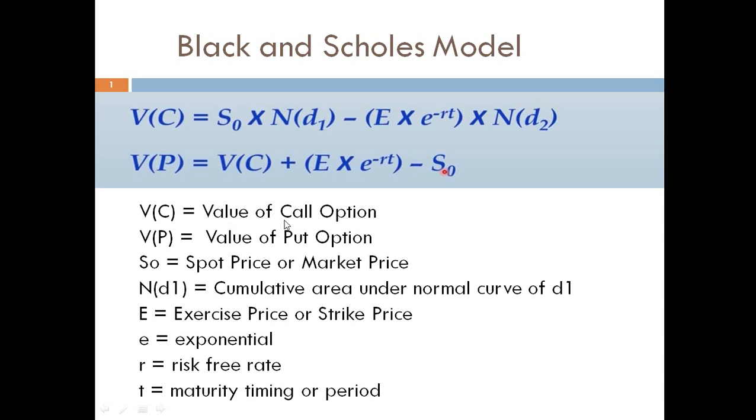VC equal to value of call option, VP equal to value of put option, S0 is nothing but the spot price or market price, N(d1) equal to cumulative area under the normal curve of d1, capital E equal to exercise price or strike price, small e equal to exponential, R equal to risk-free rate, and T equal to maturity time or period. Now let's do this in RStudio.